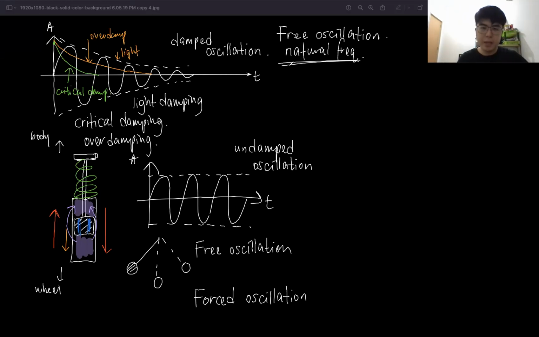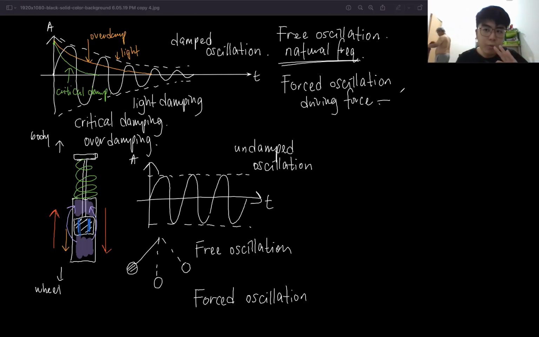Now, you see, in forced oscillation, I apply a force that we call the driving force. And this driving force, because it's oscillating, has its own frequency as well. We call it the driving frequency.